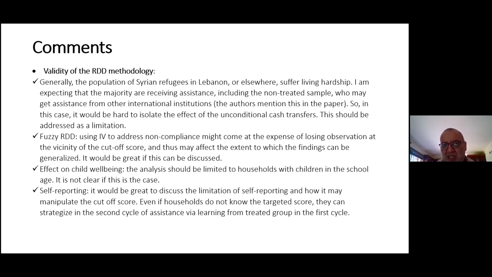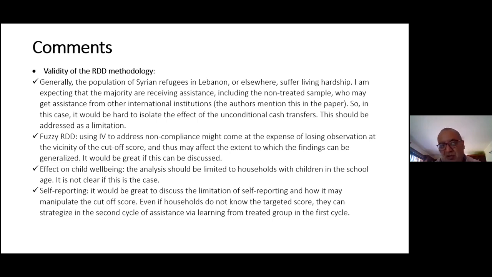Your sample is the Syrian refugees in Lebanon. At large, almost all of them are in need of assistance. So we expect that most of them are actually receiving some assistance some way or another, even those who are in the control group of your experiment. This is my hunch.